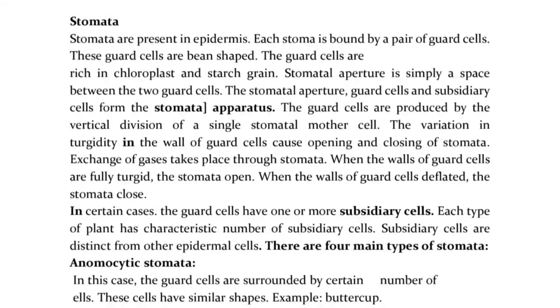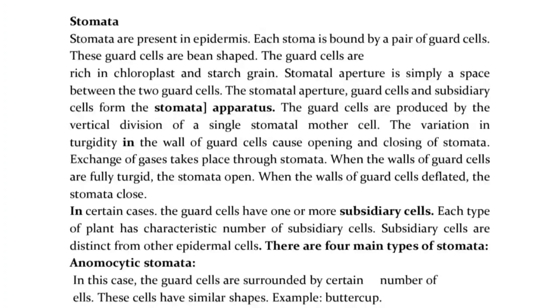Stomata are present in epidermis. Each stoma is bound by a pair of guard cells. These guard cells are bean-shaped. The guard cells are rich in chloroplasts and starch grains. Stomatal aperture is simply a space between the two guard cells. The stomatal aperture, guard cells and subsidiary cells form the stomatal apparatus. The guard cells are produced by the vertical division of a single stomatal mother cell. The variation in turgidity in the walls of guard cells causes opening and closing of stomata.